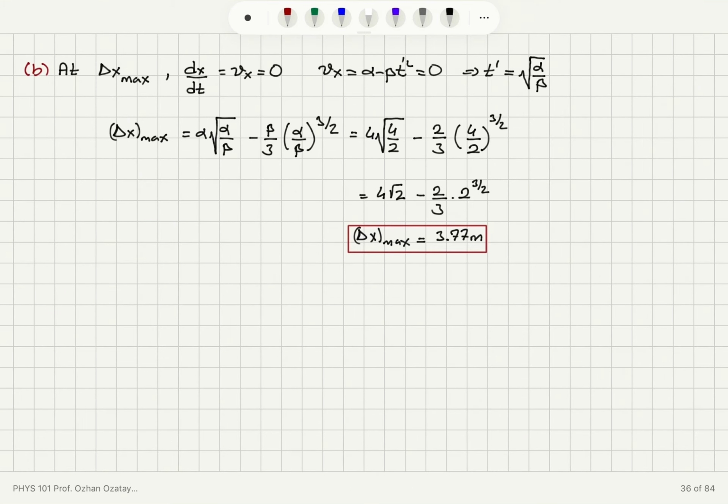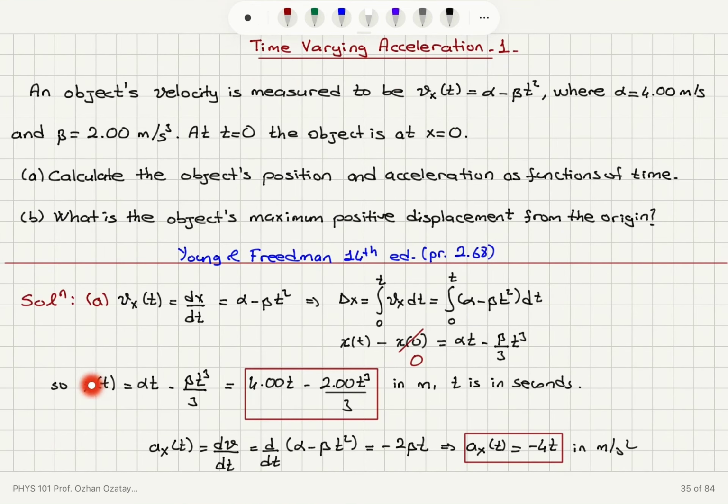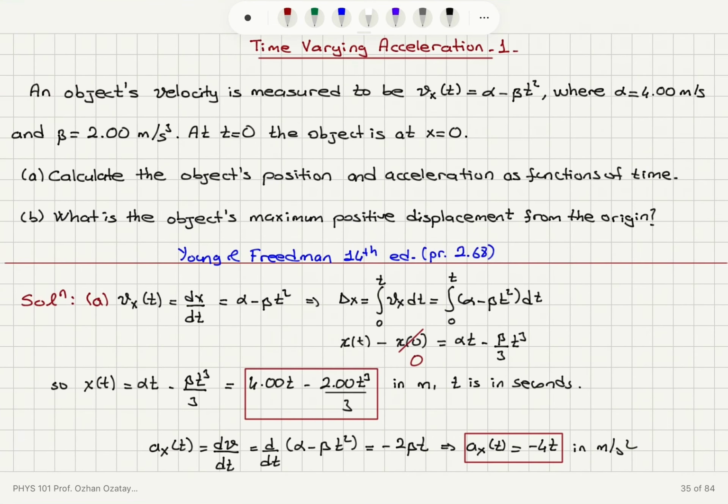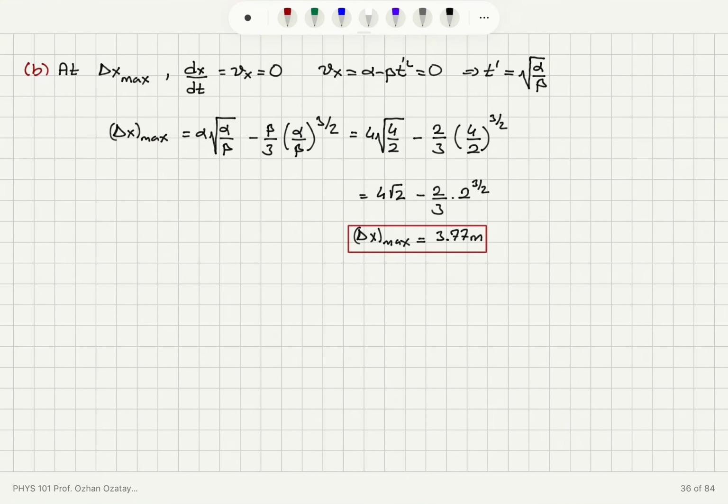And for the maximum displacement from the origin, I would obtain the extremum point in the position as a function of time by calculating its derivative with respect to time, setting it equal to 0. This means when the velocity is 0, I obtain this. So velocity is alpha minus beta t squared. At this particular time t prime, I obtain 0 velocity. That particular time t prime is square root alpha over beta, which I substitute into delta x as a function of time here. And that gives me 3.77 meters as my final answer.